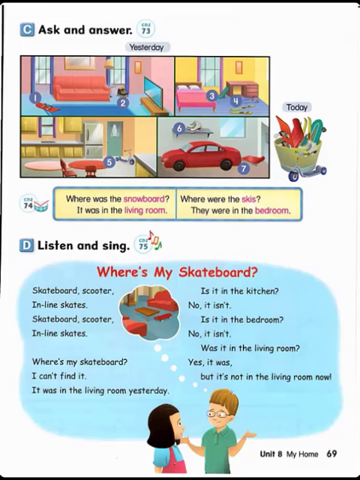Number 5. Where was the scooter? It was in the kitchen. Number 6. Where were the ice skates? They were in the garage. Number 7. Where was the sled? It was in the garage.